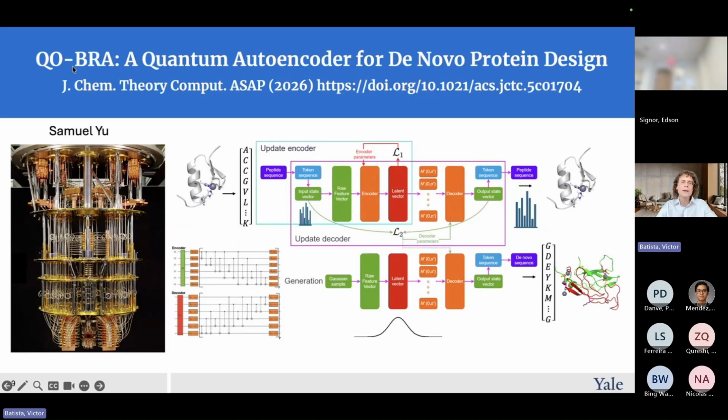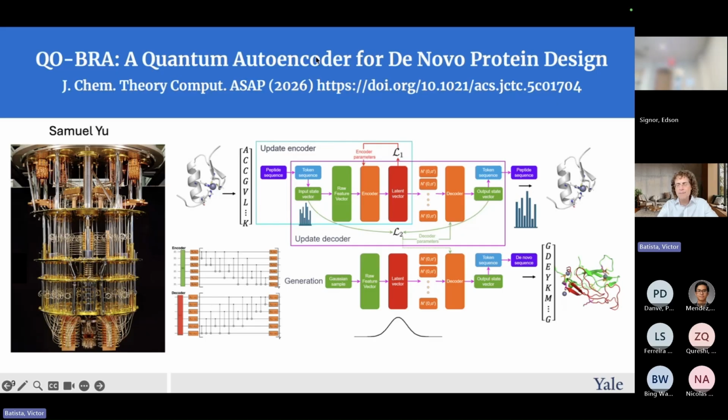It's called Cobra, and I forgot to put here the reference, but it's already published. So it's a quantum autoencoder for de novo protein design, but it can be used for de novo design of devices or de novo design of materials. Bottom line, what we are doing here is developing a quantum version of the autoencoder.